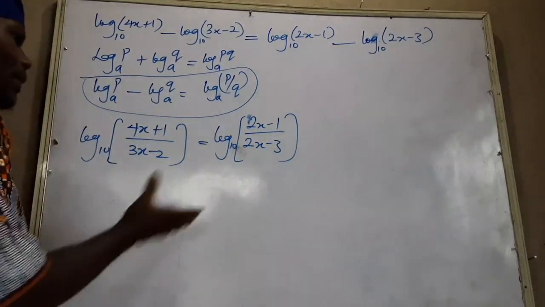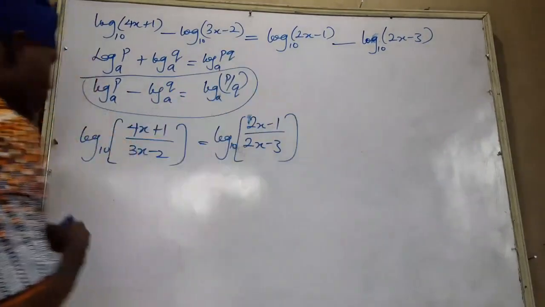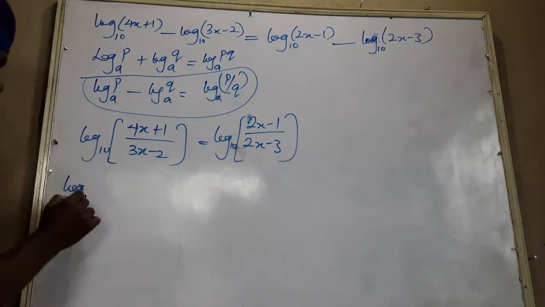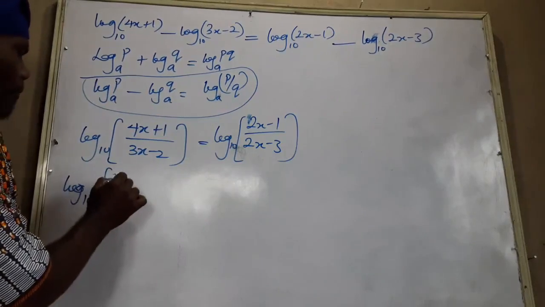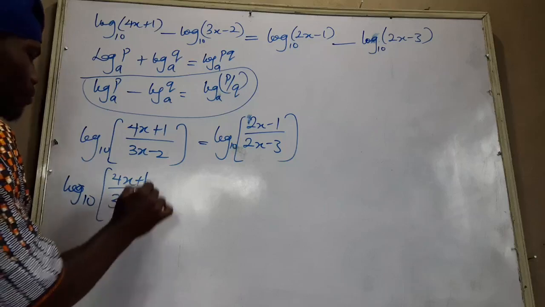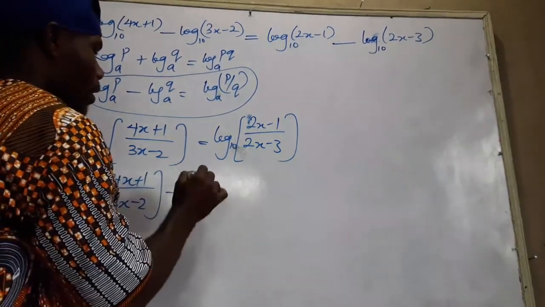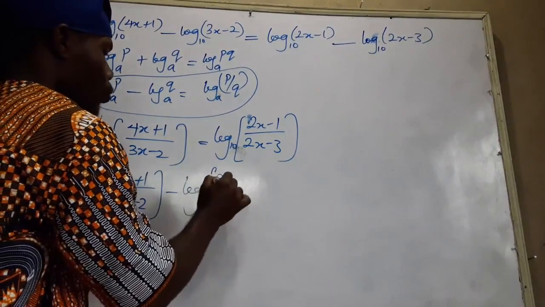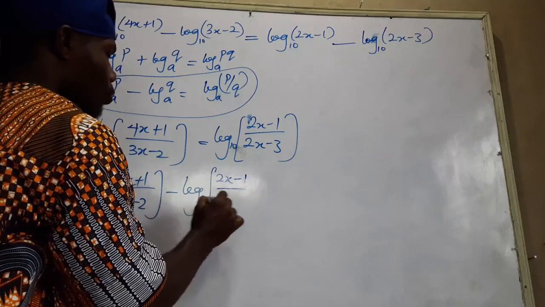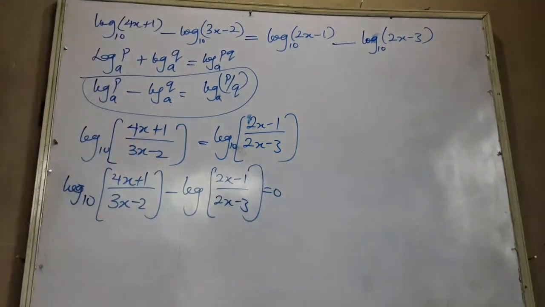Now let's try to shift this second side to the inside. We have log of 4x plus 1 divided by 3x minus 2, minus log of 2x minus 1 over 2x minus 3 is equal to 0.